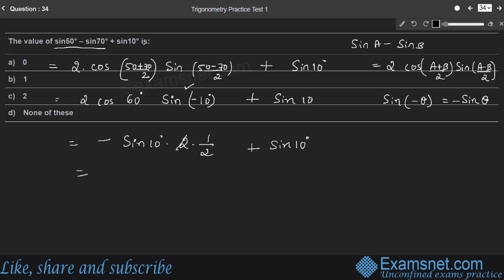So here 2 and 2 will get cancelled. Minus sin 10 degree plus sin 10 degree will get cancelled. Therefore, we have 0 as the final answer. So option A is the right answer.